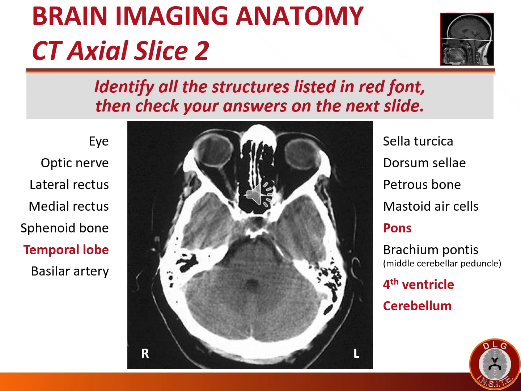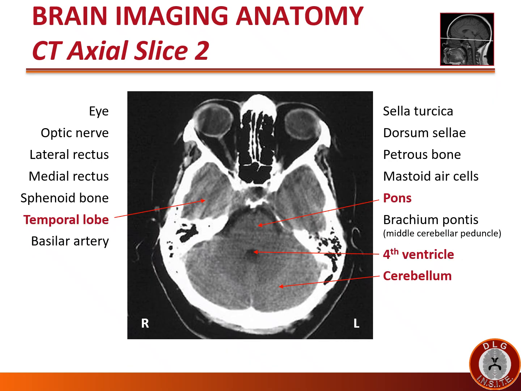On the next several slides, the items in red font are those from the learning objectives. Please pause this slide for a moment to identify all the structures listed in red font. And after you have done so, check your answers on the next slide. The arrows on this slide correctly identify the temporal lobe, pons, fourth ventricle, and cerebellum.